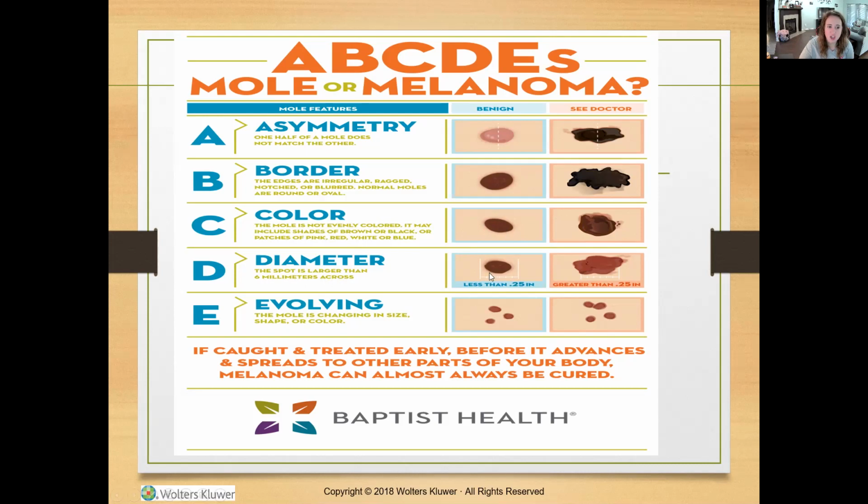Diameter, the spot's larger than 6 millimeters across. So we measure it, is this less or is this greater than 6 millimeters, red flag. And then evolving, the mole is changing in size, shape, or color. So it started as little and then it's grown, or the shape and color of it has changed as well. So if these are caught and treated early before it advances and spreads or metastasizes, it's highly curable, but sometimes it's not always caught and treated early.